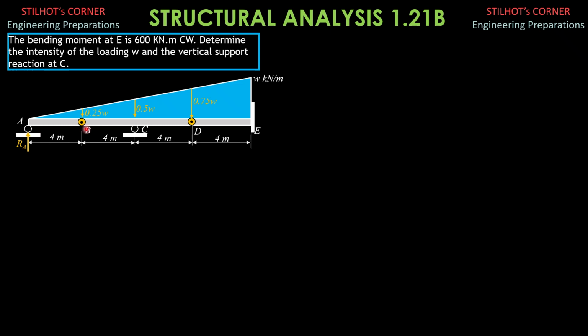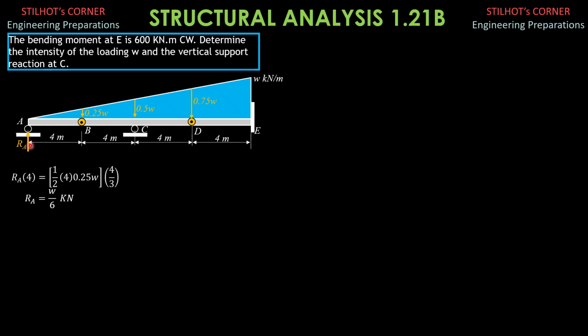So considering AB, summation moment about B equals 0, so we don't need to put the reactions at B because they are not involved. So RA times 4 equals moment of the loading 1/2 of 4 times 0.25 W, and the moment arm is 4/3. So R sub A times 4 equals 1/2 of quantity 4 times 0.25 W times 4/3. So R sub A can now be expressed in terms of W. It is equal to W over 6 kilonewtons.